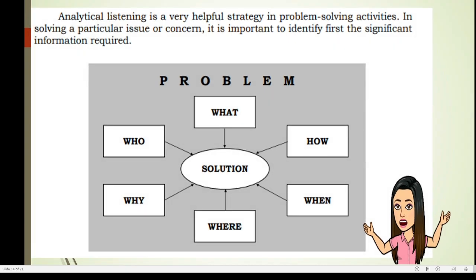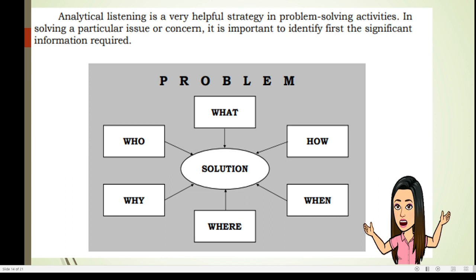Now, analytical listening is a very helpful strategy in problem-solving activities. In solving a particular issue or concern, it is very important to identify first the significant information required. In solving a problem in a listening text, remember that the first task is to identify the problem.